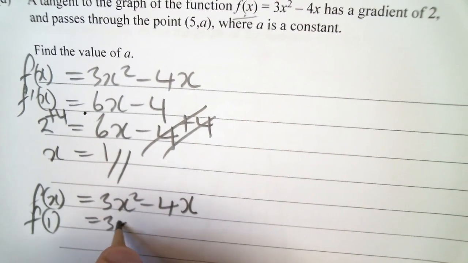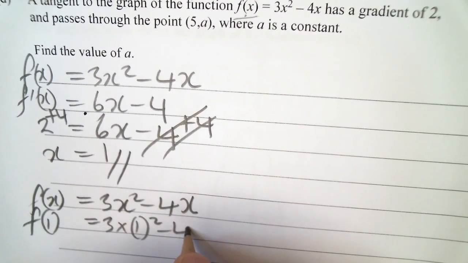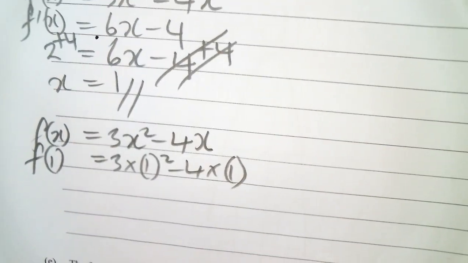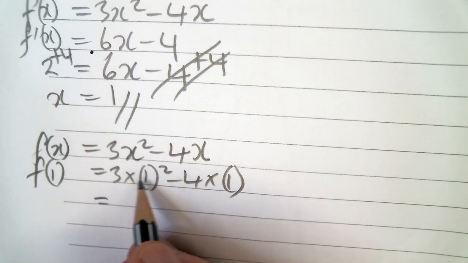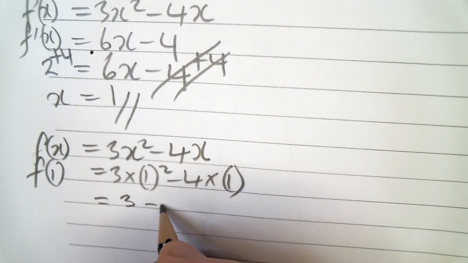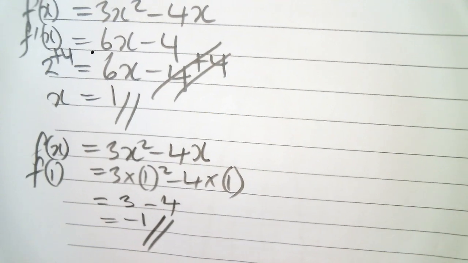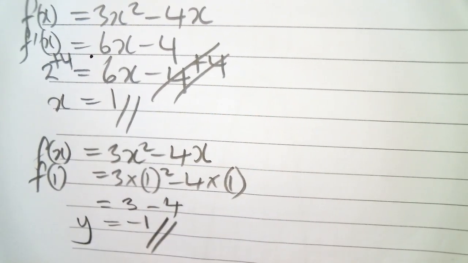It's going to be 3 times 1 squared minus 4 times 1. Let's see what that comes to. We're going to have 3 minus 4, which is negative 1. So we've got x is 1 and y effectively is negative 1.